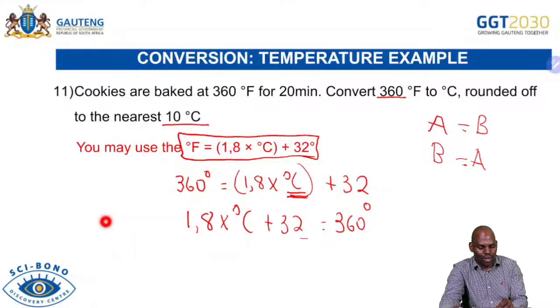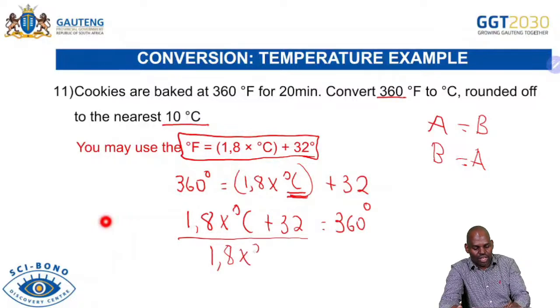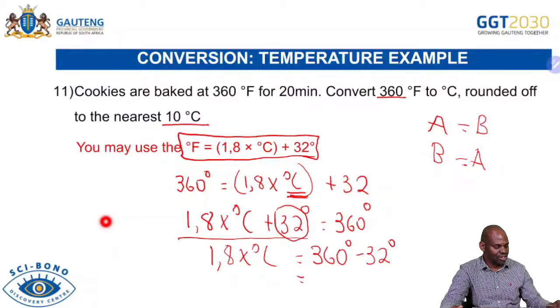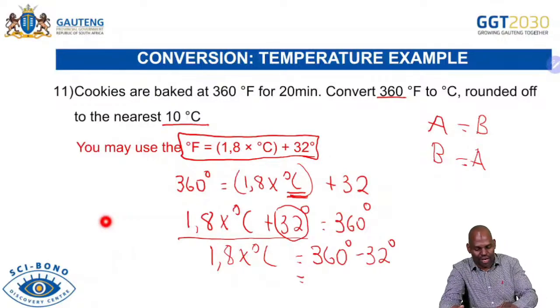So I've got what I'm looking for on the left hand side: 1.8 times degrees Celsius plus 32. Now I say 1.8 times degrees Celsius equals, now I have to take this 32 to the right hand side, then I get 360 minus 32. 360 degrees minus 32 degrees gives me 328. This is still 1.8 times degrees Celsius.